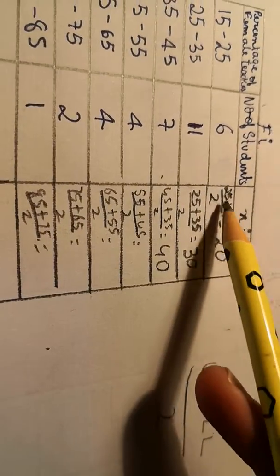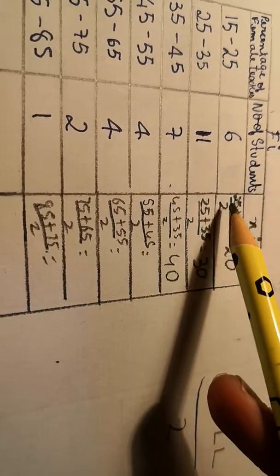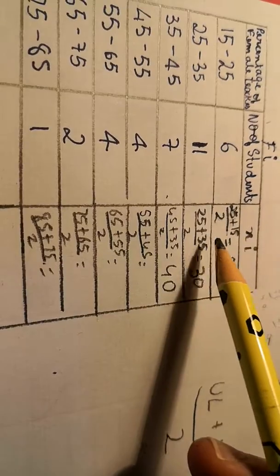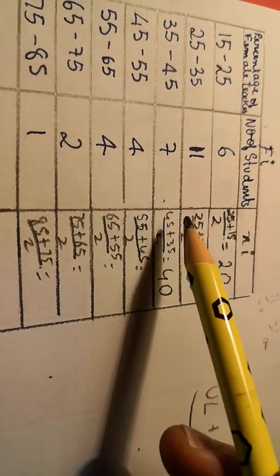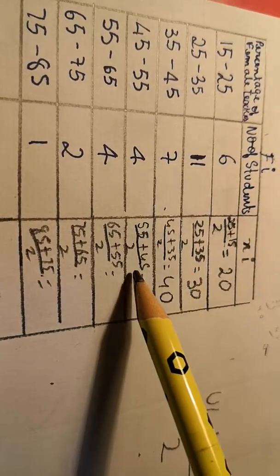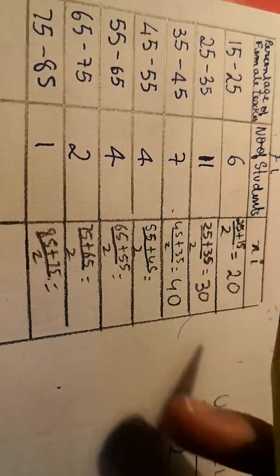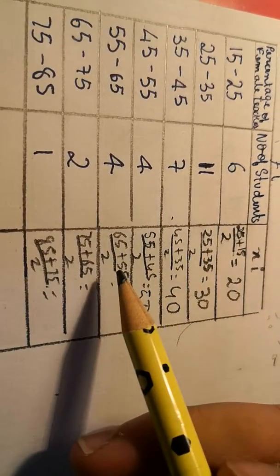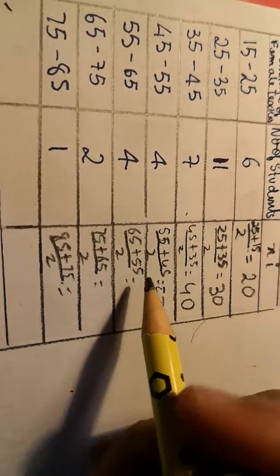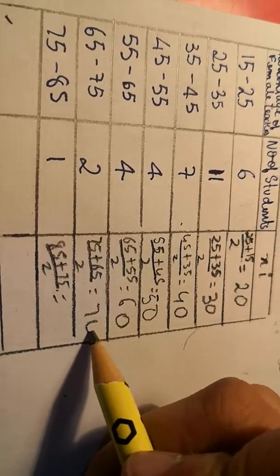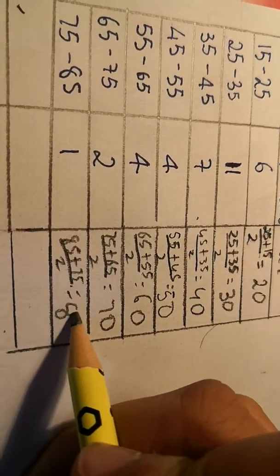Upper limit plus lower limit by 2 is equal to 20. That is 25 plus 15 by 2 is equal to 20. 25 plus 35 by 2 is equal to 30. 45 plus 35 by 2 is equal to 40. Similarly 55 plus 45 by 2 gives us 50. 65 plus 55 by 2 gives us 60. Here it will give 70 and 80. So we have found here fi and xi.